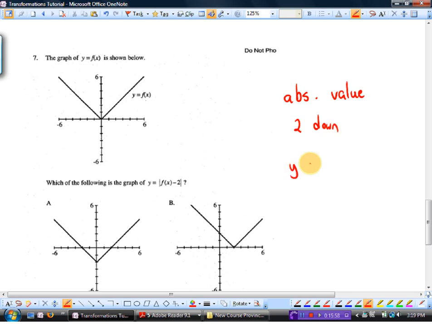I think if it said this, that's how I would write, do the absolute value first and then go down, which you're going to treat the absolute value sort of like brackets in our BEDMAS order of operations scale. So, 2 down would look kind of like this.